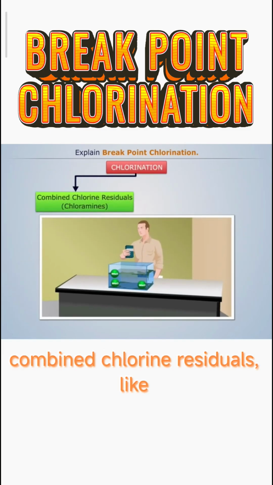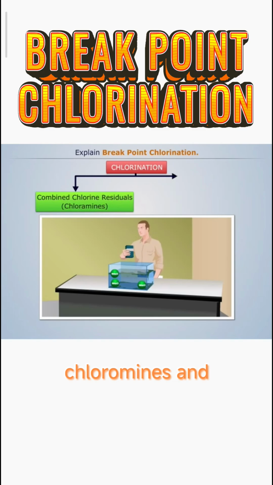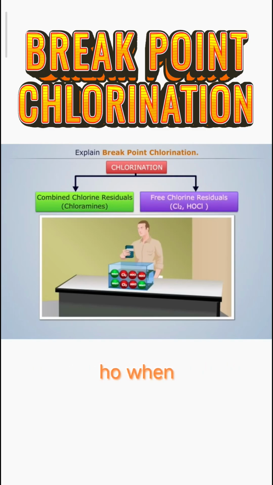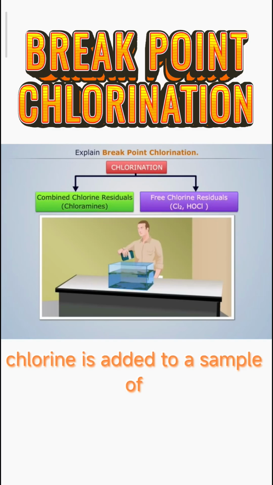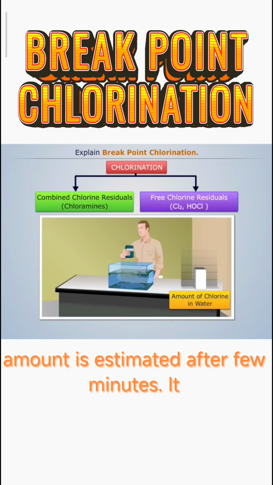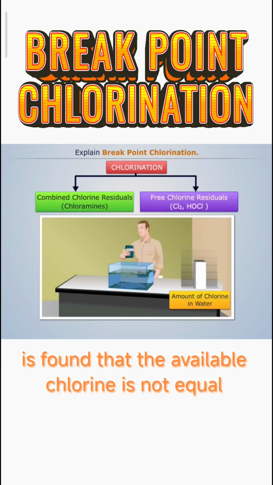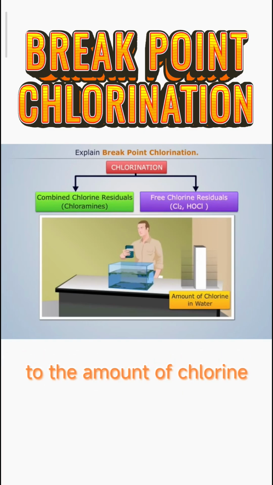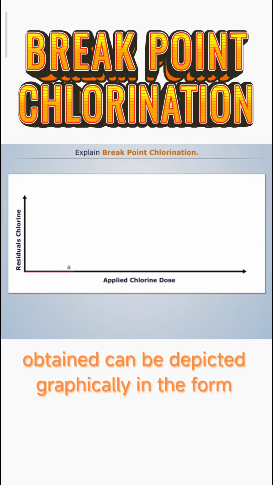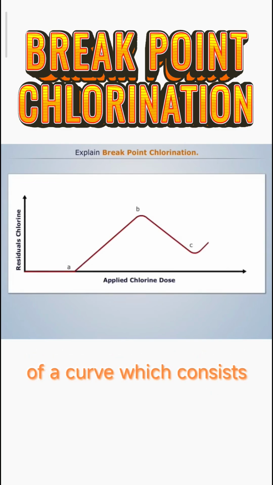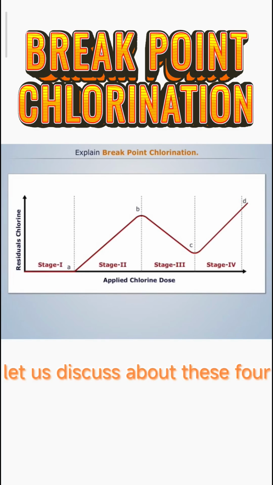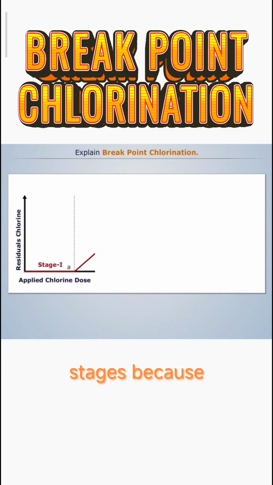Combined chlorine residuals like chloramines and free chlorine residuals like Cl2 and HOCl. When chlorine is added to a sample of water and its amount is estimated after a few minutes, it is found that the available chlorine is not equal to the amount of chlorine added. The results obtained can be depicted graphically in the form of a curve, which consists of 4 stages. Let us discuss about these 4 stages.